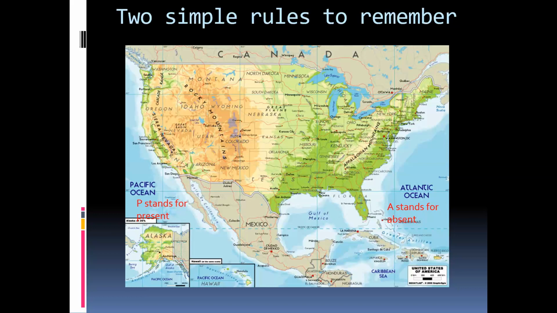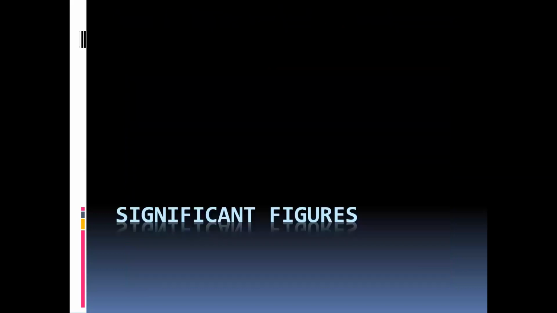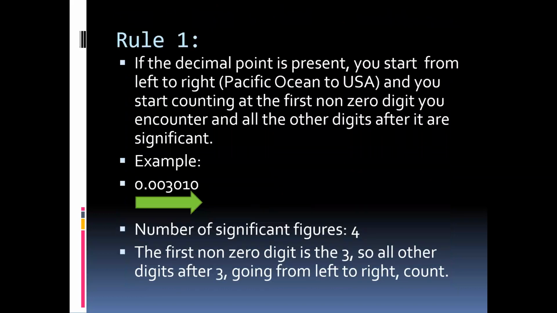Number one, if the decimal point is present, you will start from left to right, as in Pacific Ocean to United States. You will start counting at the first non-zero digit that you encounter moving in that direction. And all the other digits after it are going to be significant also. Example, this number right here.